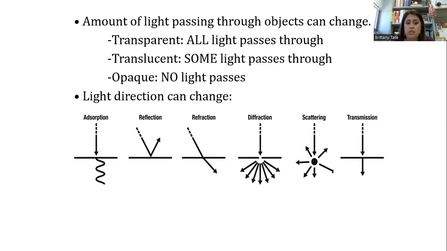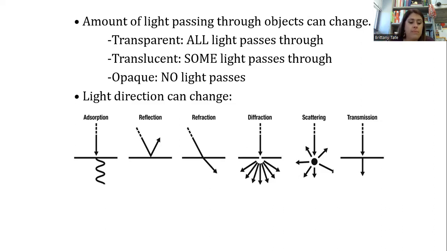So items can be transparent, which means it allows all light to come through. It could be translucent, letting some light pass through it, or it can be opaque, letting no light pass through it. And then also those objects can cause light to change directions or interact with it differently.